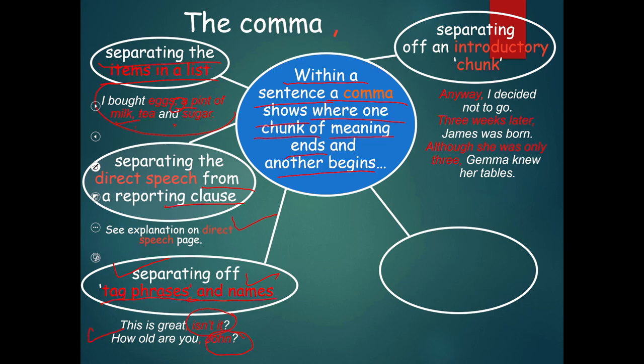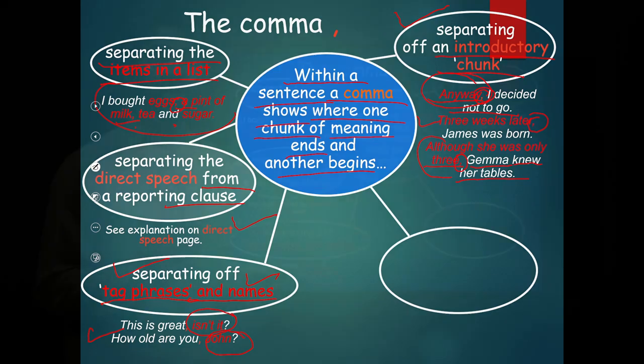Now let's see, separating off an introductory chunk. This is also when we use the comma. Anyway, I decided not to go. So this part, anyway, will be separated by a comma. Next, three weeks later, James was born. So these are two parts in a sentence, and they are separated by a comma. Although she was only 3, this is our introductory chunk, will be separated by a comma. Then we will say Gemma knew her tables. So when we are separating the chunks, we use the comma.